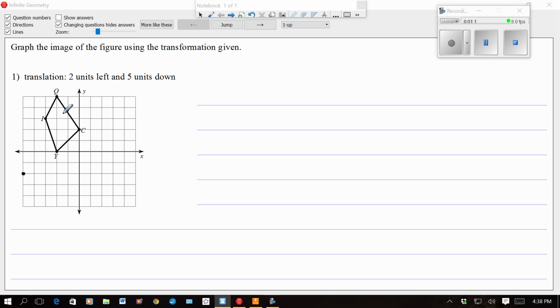Now, what do I call this point? This is I. I'm going to call this I prime. It's a little prime mark. That's how we label it. Let's take Q. We're going to move it 2 units to the left. We're going to move it 1, 2, 3, 4, 5 units down. And I call it Q prime. Little prime mark.